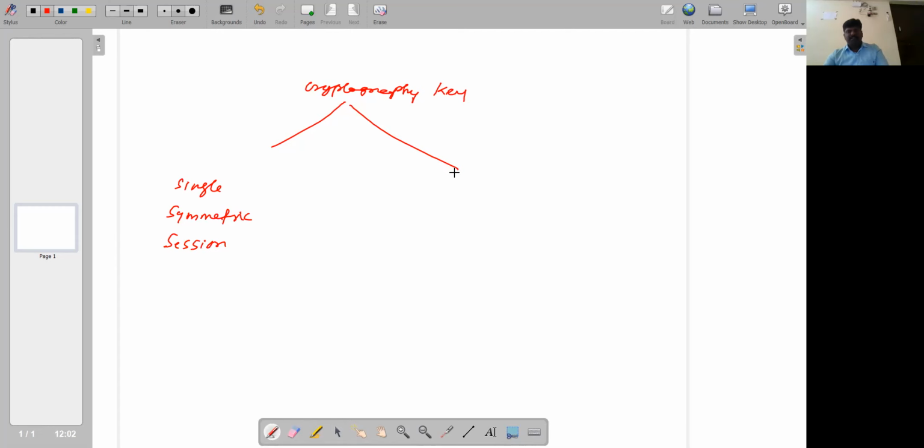The other type is the public key encryption technique. So far we have been discussing topics related to the single key encryption technique, where the technique uses the same key for both encryption and decryption. Now, the public key technique we are going to discuss in the later part.